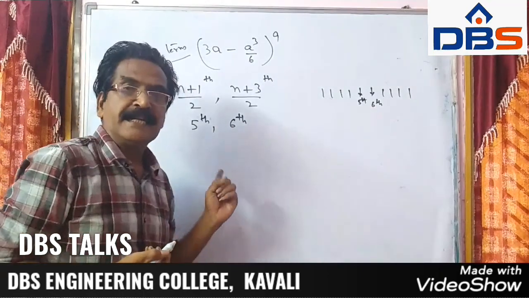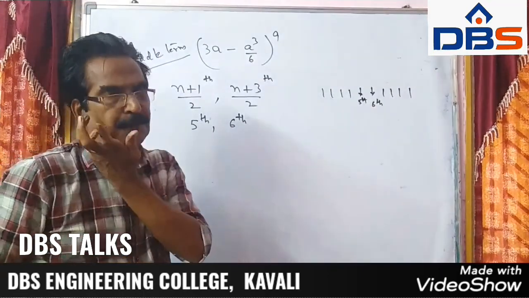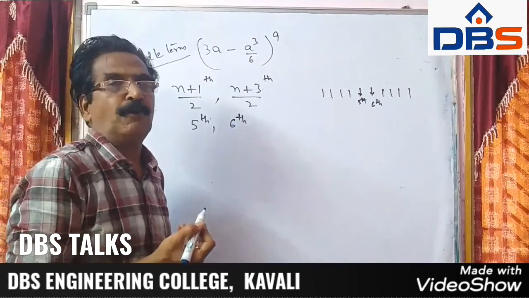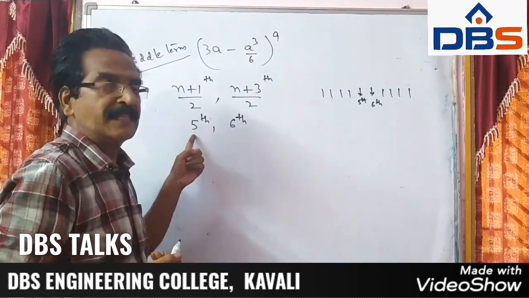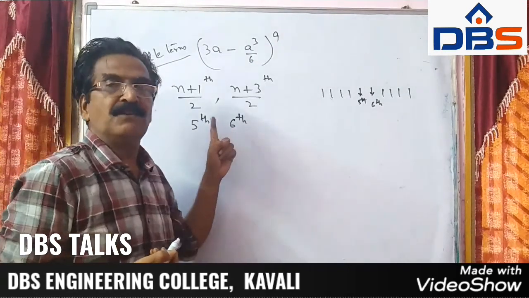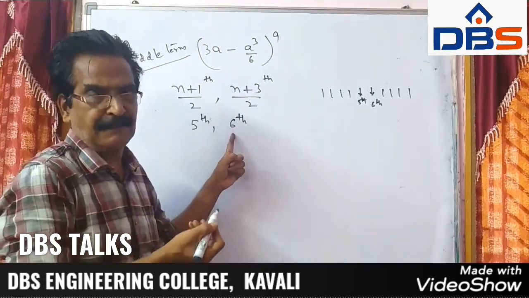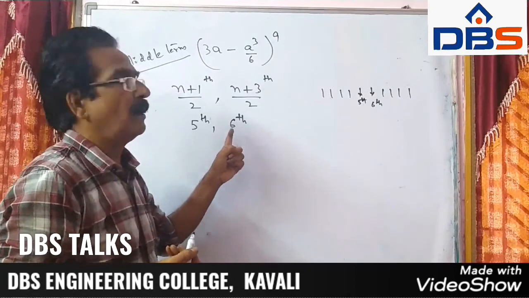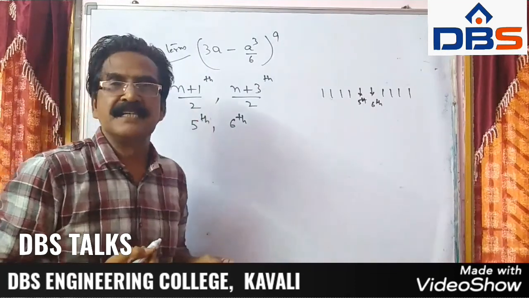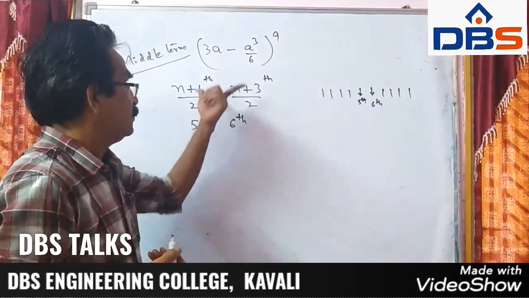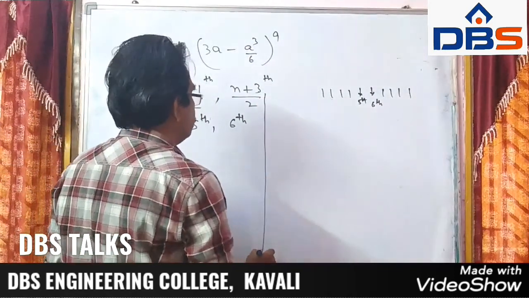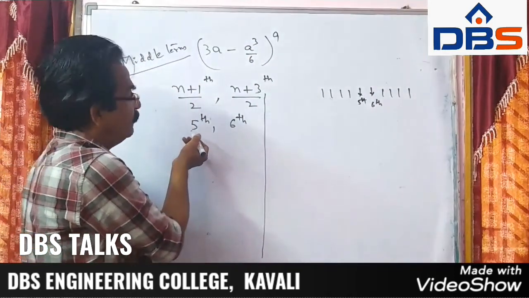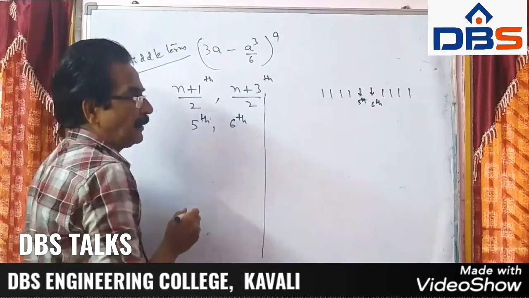Fifth term means T4 plus 1, the (r plus 1)th term, so you have to take r is equal to 4 in this case. Sixth term means the (5 plus 1)th term, so r is equal to 5 in our general term. So you can easily find this one. I will do the fifth term, and you can do the sixth term at home.